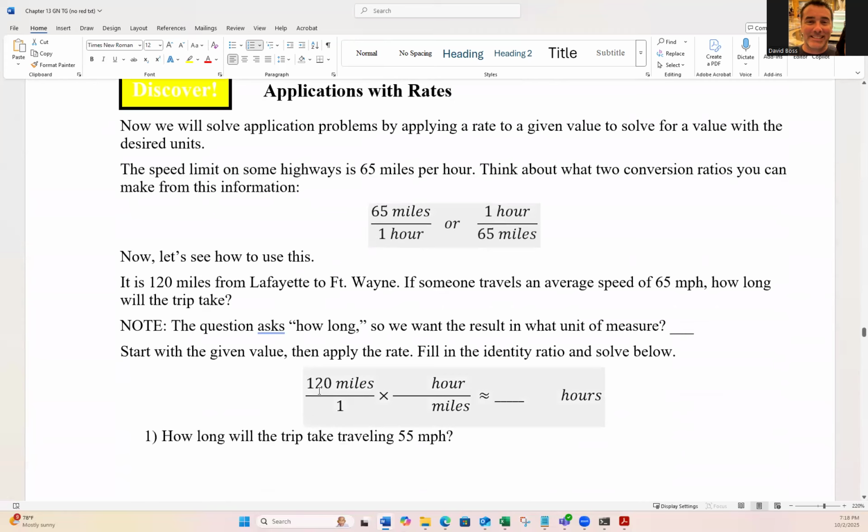Okay. Applications with the rates. Now we will solve application problems by applying a rate to a given value to solve for a value with the desired units. The speed limit on some highways is 65 miles per hour. Think about what 2 conversion ratios you can make from this information. 65 miles over 1 hour or 1 hour over 65 miles.